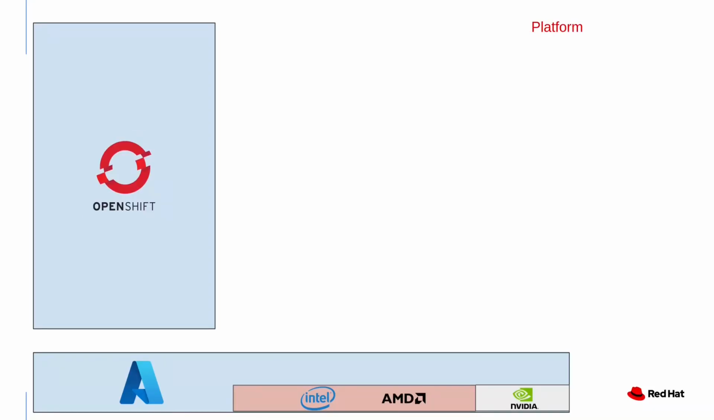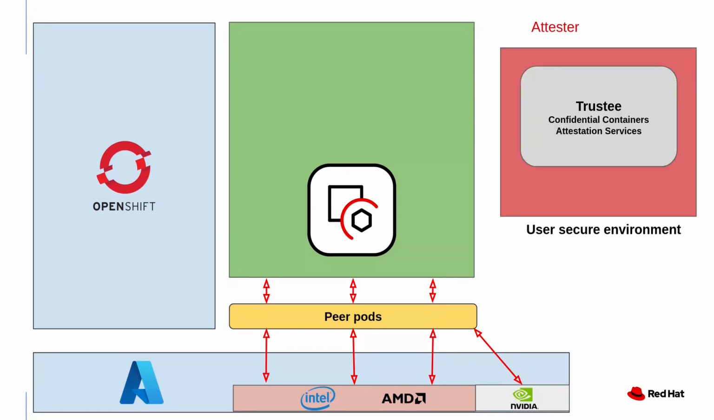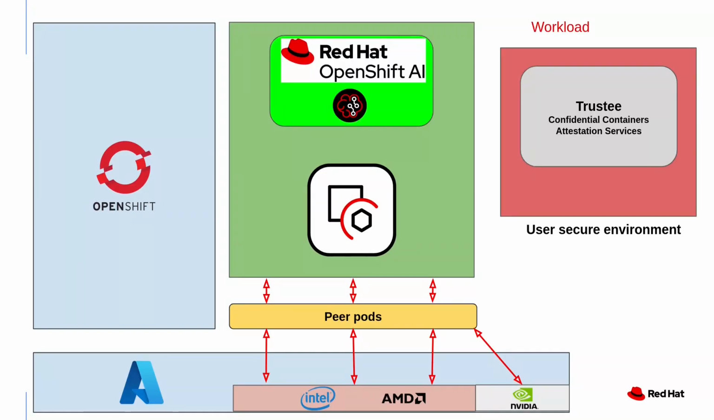Of course, our platform is the Red Hat OpenShift. And the OpenShift sandboxed containers operator offers the peer-pods technology to create and manage confidential containers, which are running on Azure instance using the confidential hardware. Then we have the Trustee operator, also available in OpenShift. And to conclude, the workload is provided by the OpenShift AI. For this example, we are focusing on the model serving part, in other words, AI model inferencing.